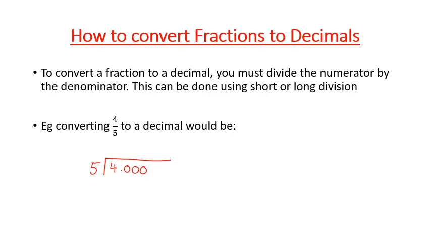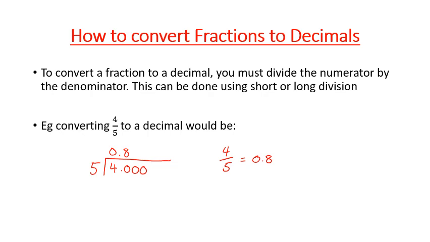Now I've added some zeros towards the end. We may not need them, but I'll just add them in there just to help out if we need. And then we just simply do our short or long division. 5s into 4 we can't do. I'm going to do some short division. 5s into 40 is 8. And then with no remainder. So therefore, 4/5 is the same as 0.8.